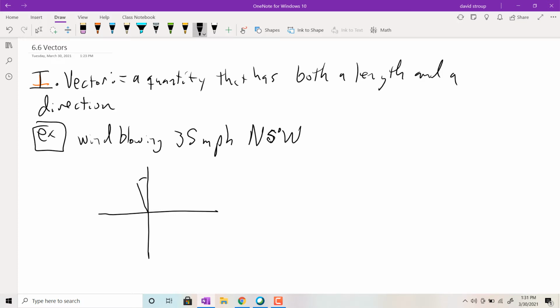And then we want an arrow that has length 35. So the length of this arrow would be 35. And it's directed at north. So this is north, west, east, and south. If you remember the bearings section from previously in the book. Okay, so it's that arrow thing right there. That's the vector.